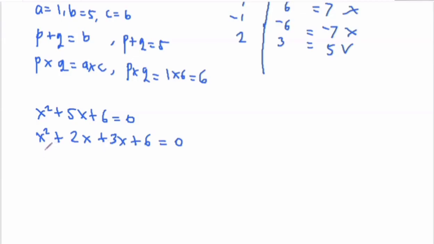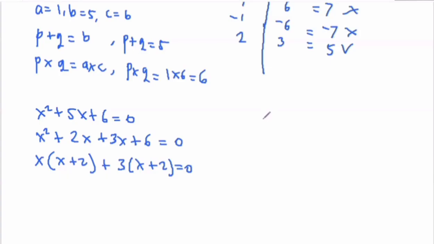Then we factorize x squared and 2x, and 3x and 6. So x squared and 2x will be x, open bracket x plus 2, and then 3, open bracket x plus 2, is equal to 0. We check it. x times x is x squared, x times 2 is 2x, 3 times x is 3x, 3 times 2 is equal to 6.